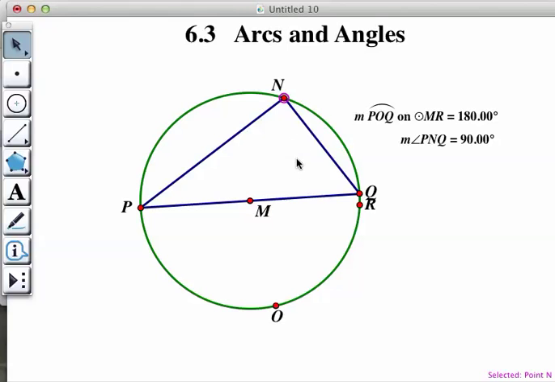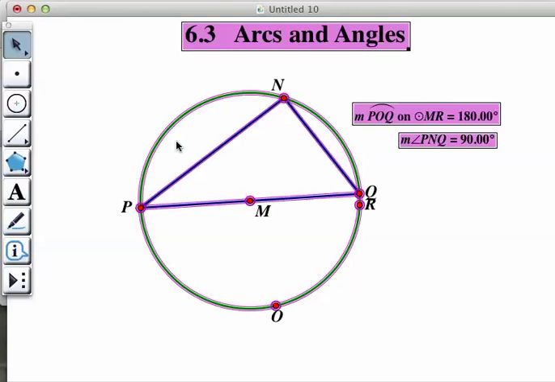All right, so now we've got a couple of facts about inscribed angles. Inscribed angles are equal to 1/2 the measure of the arc they intercept. If two inscribed angles intercept the same arc, then they must be congruent, and any angle inscribed in a semicircle is a right angle.